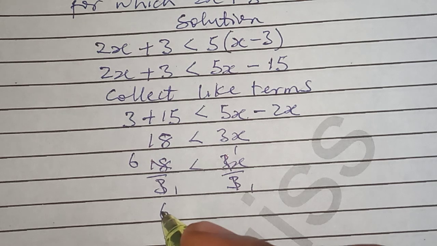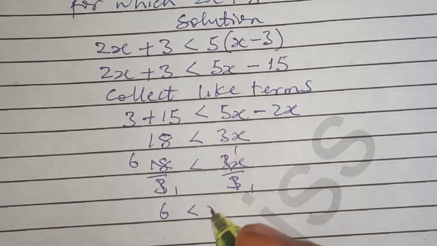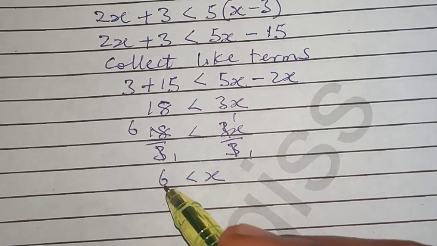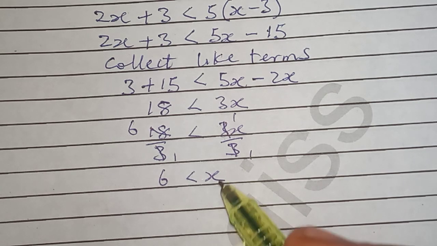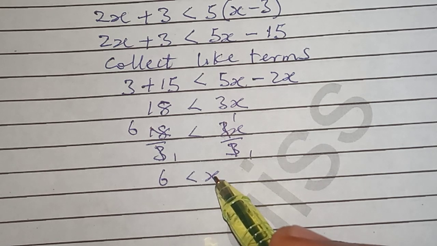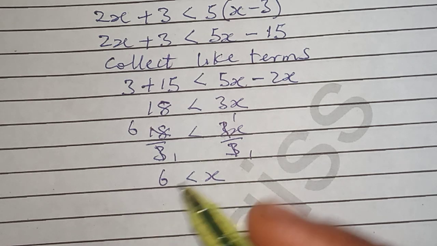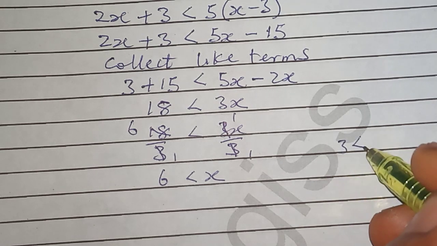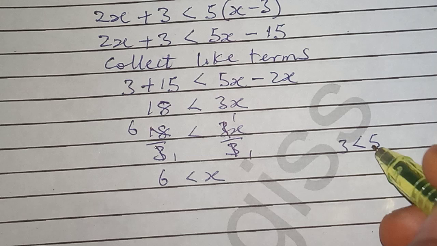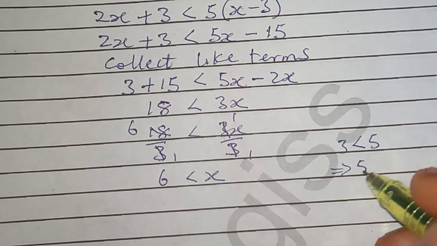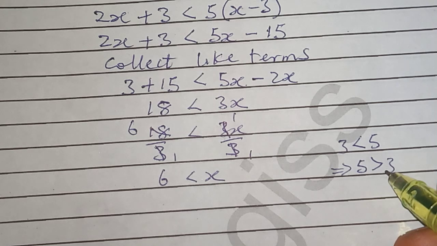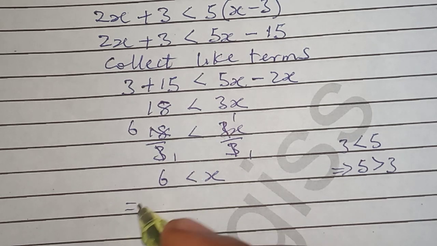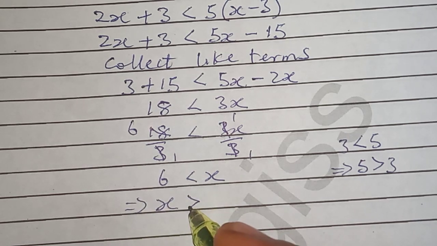So we can say that 6 is less than x. This is just like a sentence: 6 is less than x. If you want to start the sentence with x, you can say that x is greater than 6. Like if we say that 3 is less than 5, this implies that 5 is greater than 3. Applying that here, we have 6 is less than x, so this implies that x is greater than 6.